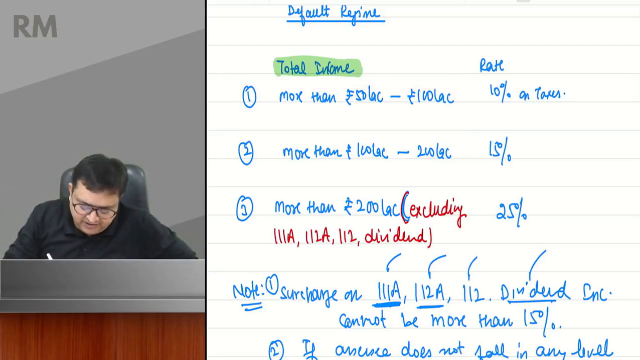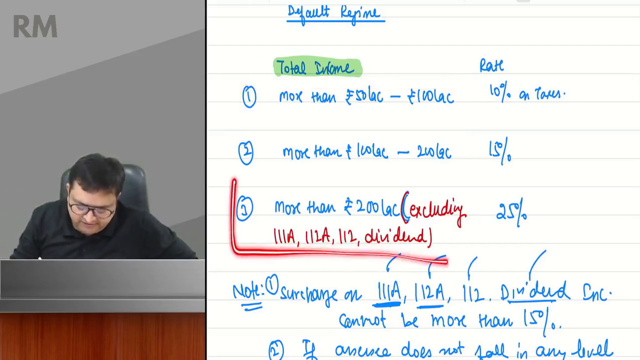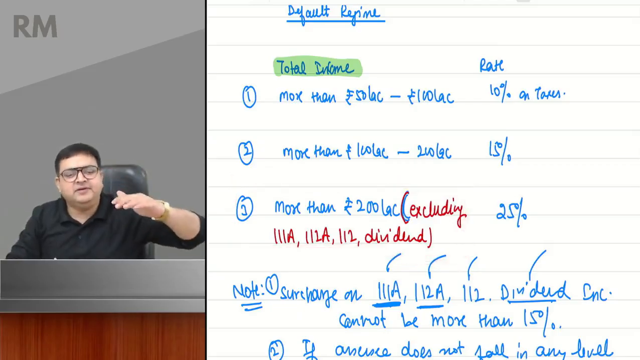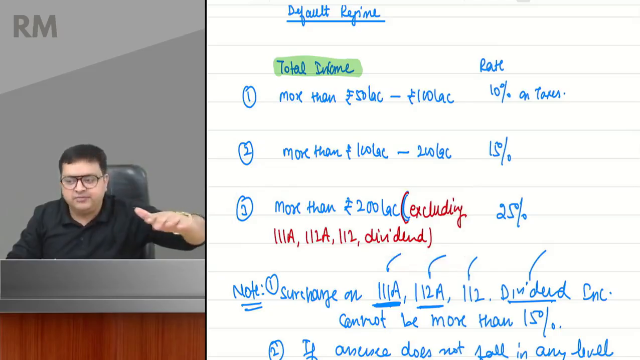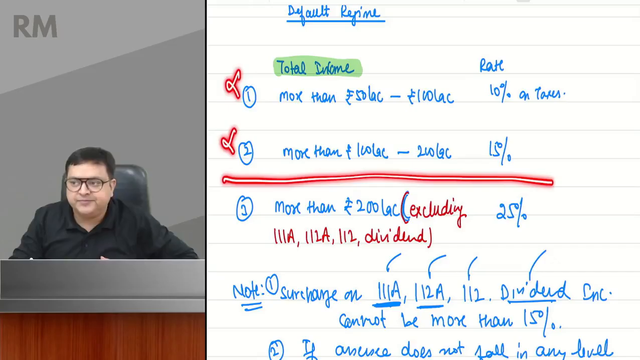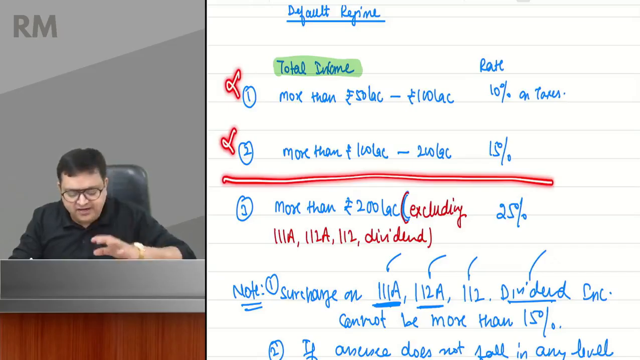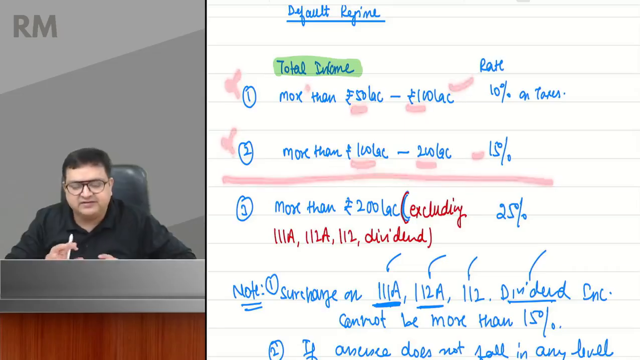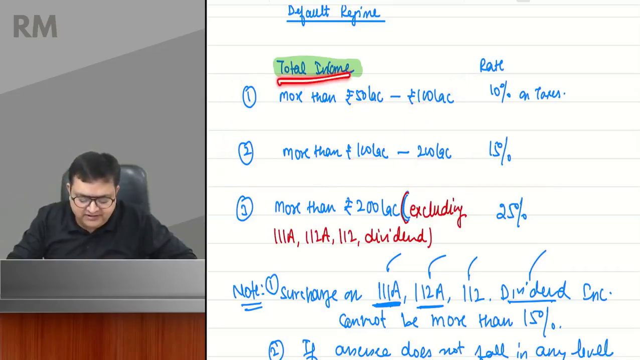See, I have written 111A, 112A, 112 here in the third level. Why? Because up till 15%, these stock market players have no problem. So in the first level and second level, they have no problem literally. So here we are seeing only the total income. If it is 50 lakh to 1 crore, first level, more than 1 crore to 2 crores, second level, that's it. So right now we are seeing just total income and he is falling under the first level.